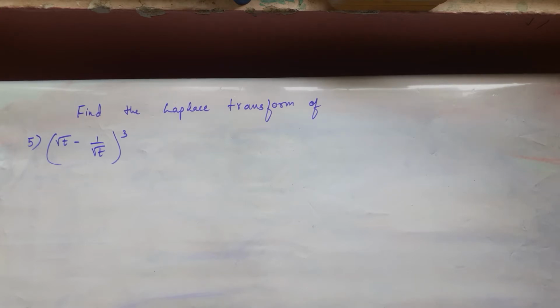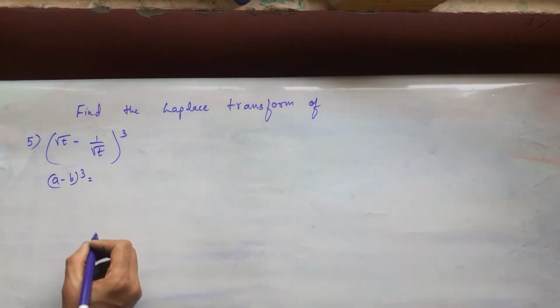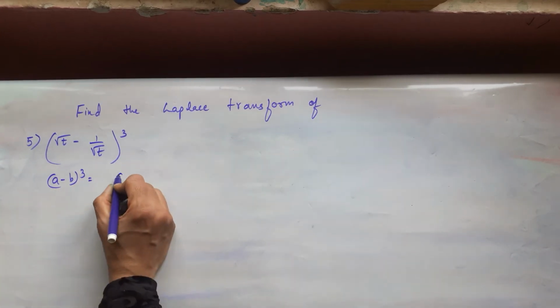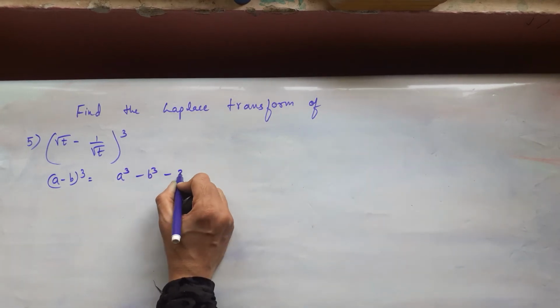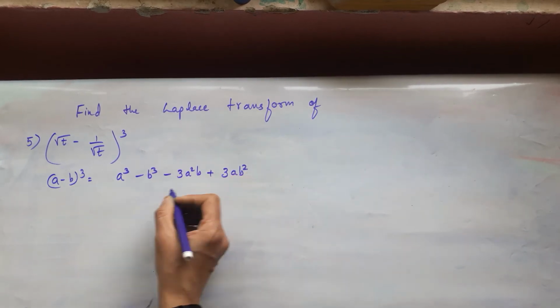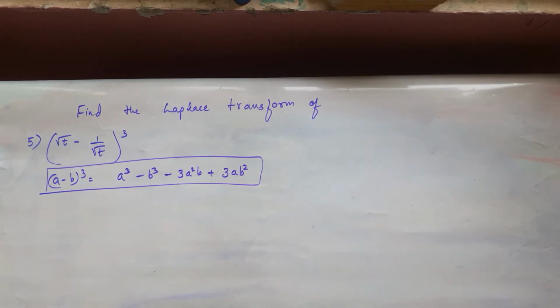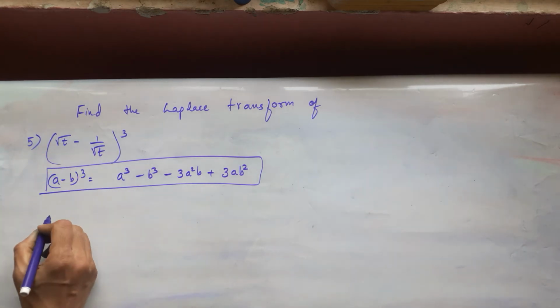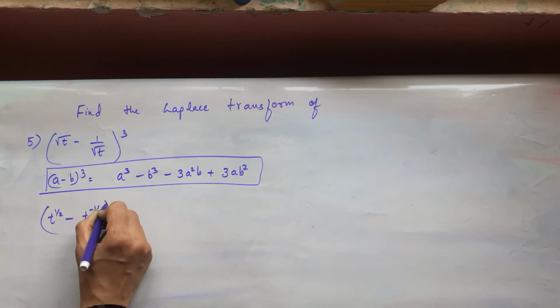Now see here, to work on this, first you need to remember this formula. What is (a minus b) whole cube? (a minus b) whole cube is a cube minus b cube minus 3 times a square b plus 3 times a b square. Here I will use this formula to expand (root t minus 1 by root t) whole cube. I can rewrite this as (t raised to half minus t raised to minus half) whole cube.